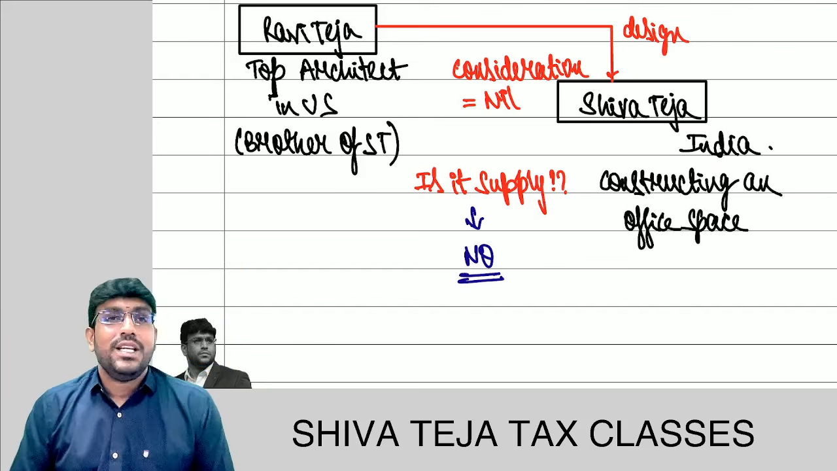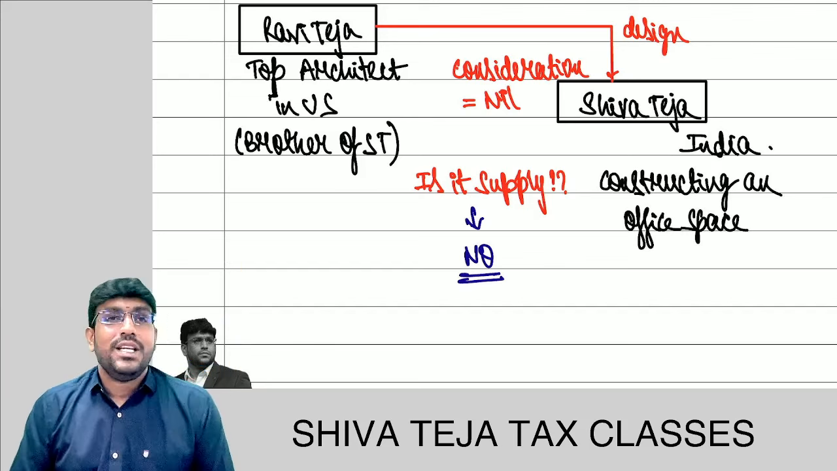Yes, sir. Next question. Listen. Shivateja, I called my brother and I told, my dear brother, I am constructing one home in India, and that brother is dependent on me. Listen very clearly. That brother is dependent on me. And I called my brother, give me some excellent design for my home, which I am constructing in India. And I asked him, how much should I pay? He told, Bhaiya, no. Is it supply? No. Dependent brother, but still not supply. Why? Not in the course or furtherance of business. So that point is also important, this point is also important.